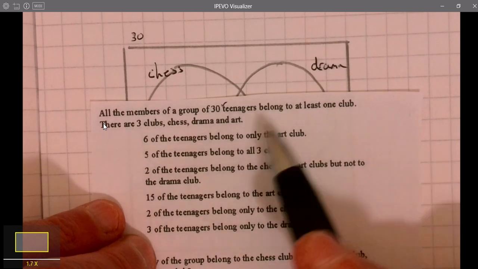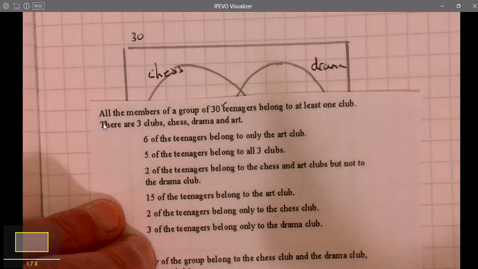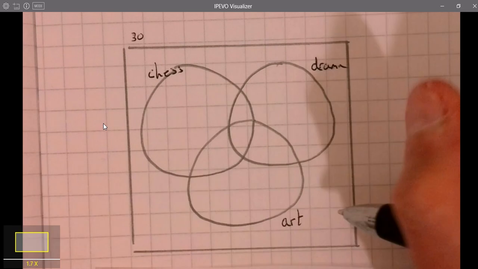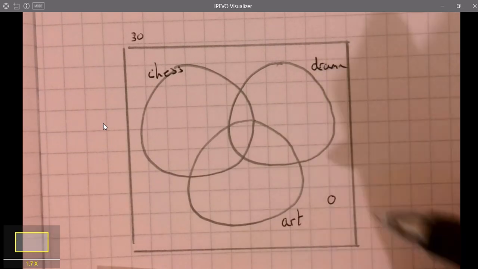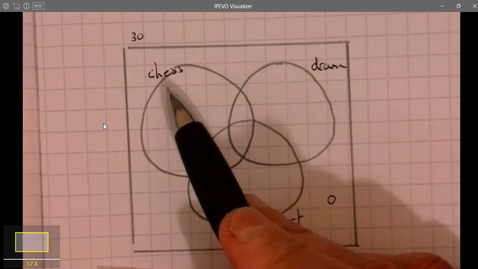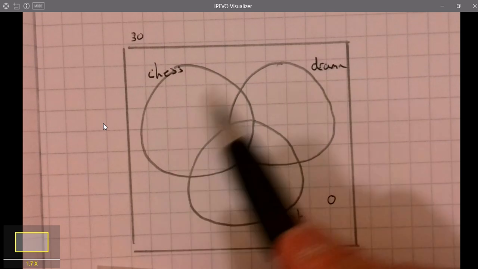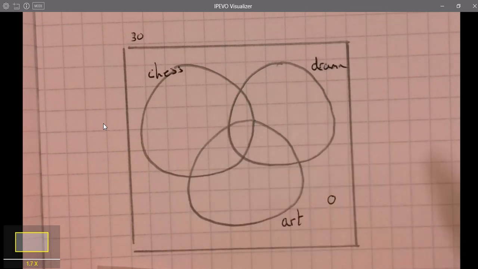Now, it's important to. It says that they belong to at least one club. So it tells me something else. It tells me that nobody is on the outside. They belong to at least one. So they're always going to be in one of these, those 30.